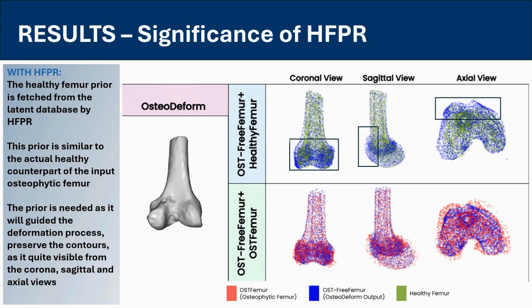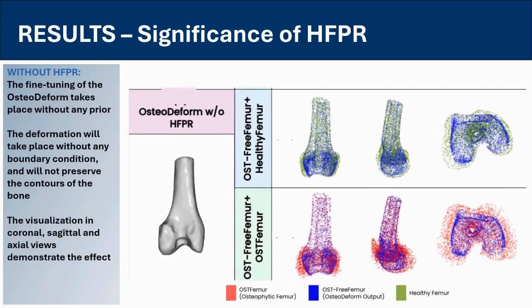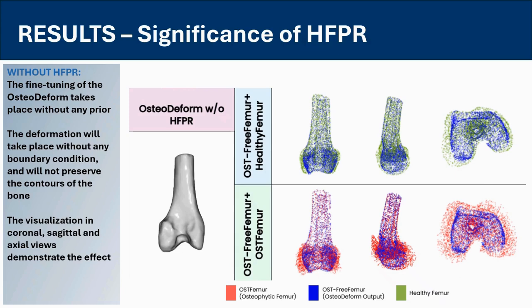What happens without HFPR is that the deformation process does not happen effectively and the contours aren't preserved. So this deformation will take place without any boundary condition, and this visualization can be seen in the coronal, axial, and the sagittal views. And even in the mesh visualization, we can see how distorted the anatomy looks.